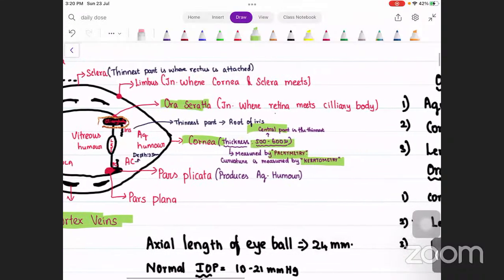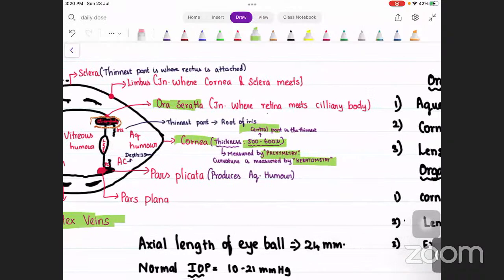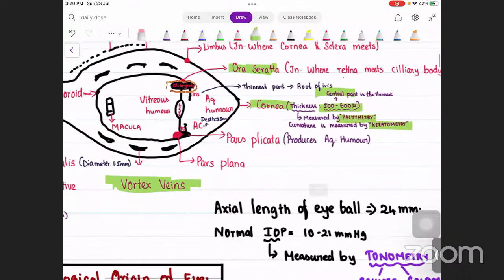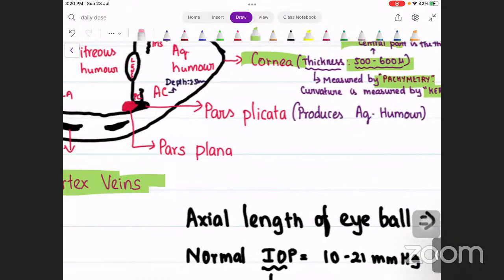The point where the ciliary body meets the choroid, or the retina meets the ciliary body, is called the ora serrata. Then you have the ciliary body, which has two important areas we can mark: one is the pars plana, and another one is the pars plicata.